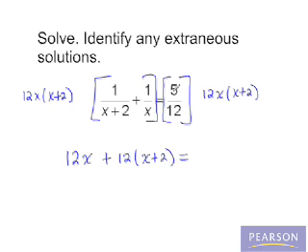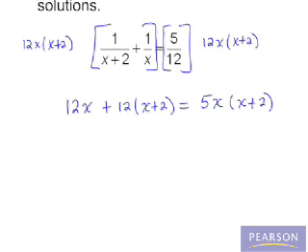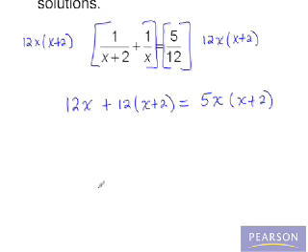On the right hand side, 5/12 times our least common denominator. The 12's will divide out, and we're left with 5 times x plus 2. So by multiplying both sides of the equation by a common denominator, you can see we now no longer have fractions. Simplifying further, we'll go ahead and use the distributive property twice.